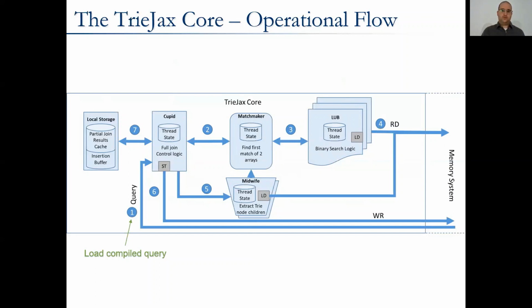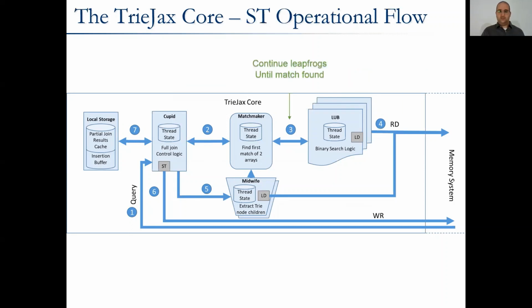Now let's look at the operational flow. We first load a compiled query, and then the Cupid will start the join on the first join variable. So it's going to send all the arrays of the first join variable to Matchmaker. Matchmaker will use the list upper bound to find the first match of the first join variable, and they are going to iterate until we find a match.